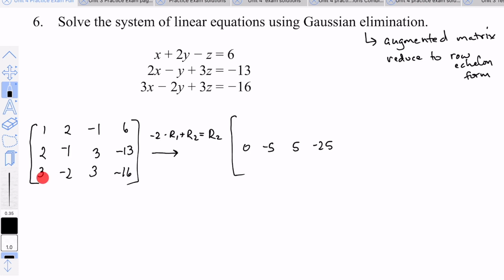-25. Now I also want to get this value to be 0. So I'm going to do a similar row operation, but now I'm going to multiply row 1 by -3 and add it to row 3. So -3 times row 1, add to row 3 to become a new row 3. So again, 1 times -3 added to 3 is 0. -3 times 2 is -6. -6 plus -2 is -8. -3 times -1 is +3. +3 plus 3 is 6. -3 times 6 is -18. -18 plus -16 is -34.